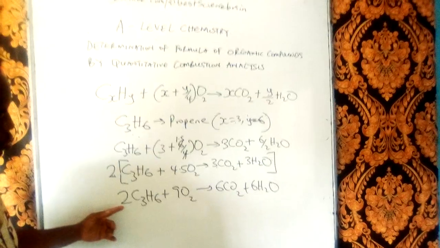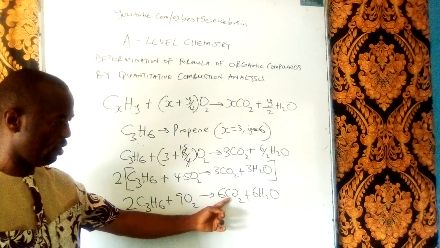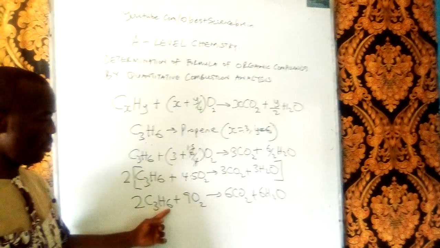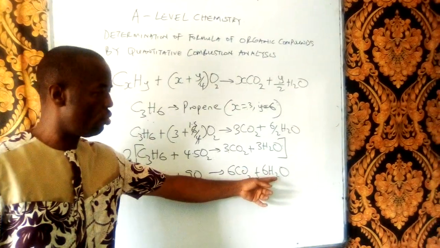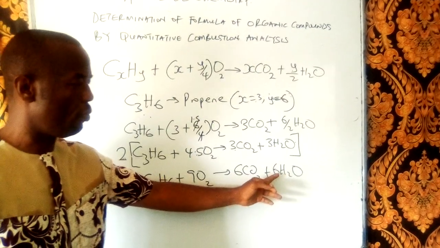If you look at this, 2 times 3 is 6, so we have 6 carbon atoms here, and we'll have 6 carbon atoms over there. Hydrogen atoms: 2 times 6 is 12. Then 6 times 2 is 12. Oxygen: 9 times 2 is 18. Oxygen over there: 6 times 2 is 12, then 6 times 1 is 6.